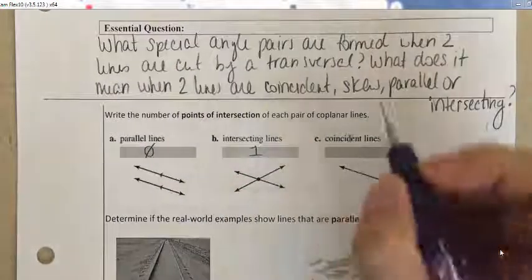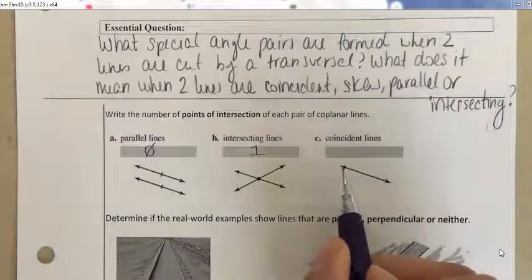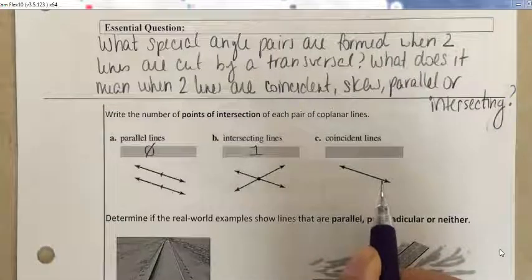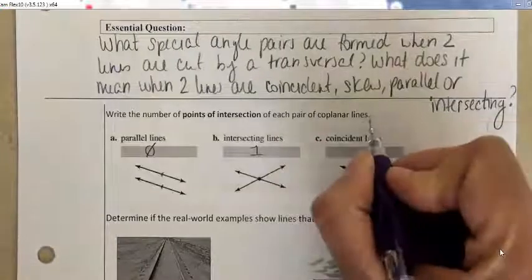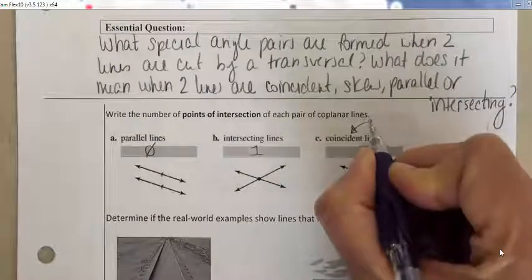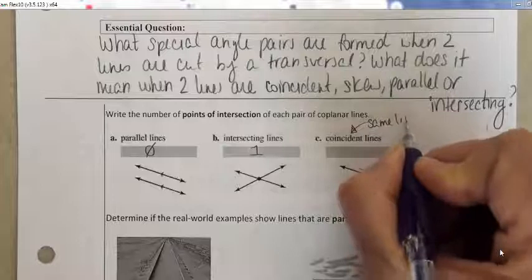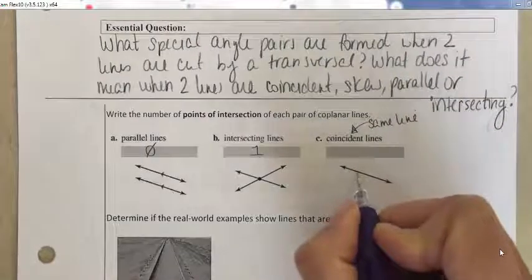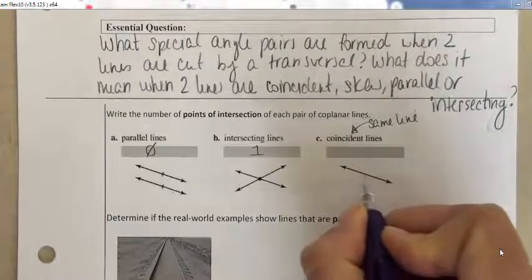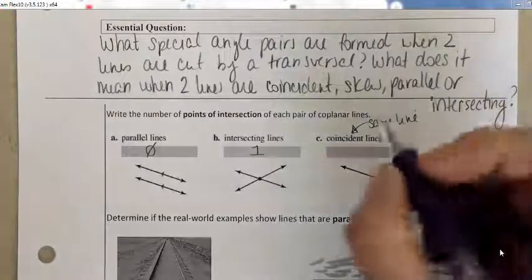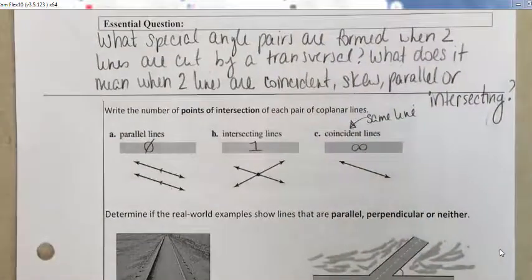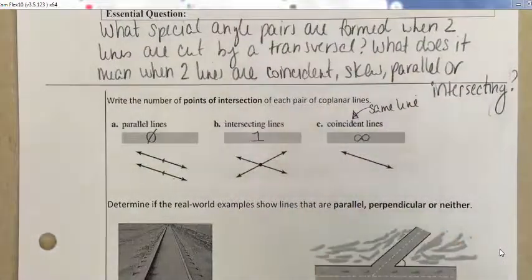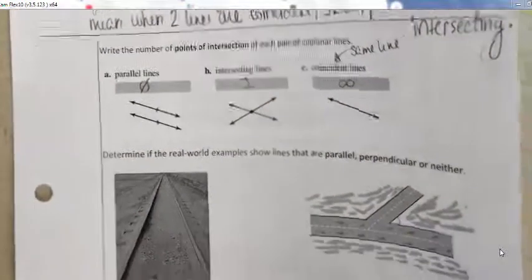Now, coincident basically means the exact same line. You got one line on top of the other, so every single point is the same. Okay, so coincident, you can think of that as like the same line or one line on top of the other. And that's going to have infinite, right? Every single point on these lines are basically going to intersect. Okay, so infinite. That's an infinity symbol. To the best of my ability anyways.